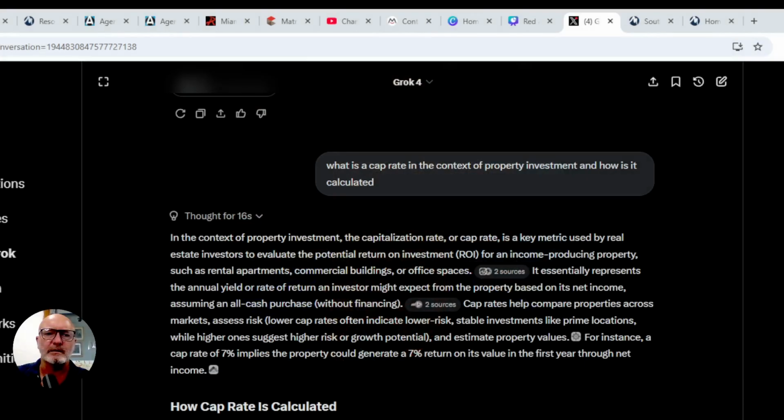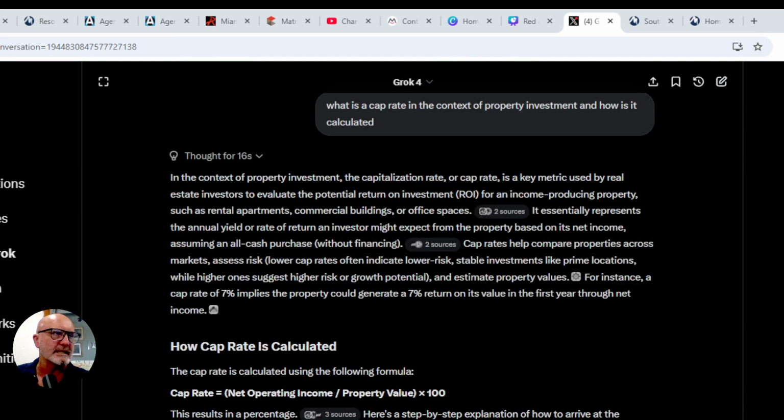Okay, so what is a cap rate? It's a metric that is used to determine value and comparative value for a certain kind of property. So let's jump into it with AI, because AI knows everything, and it can tell you what it is. I'd encourage everyone to do this. Use Grok, use ChatGPT, use whichever one you want. But basically, I asked, what is a cap rate in the context of property investment, and how is it calculated?